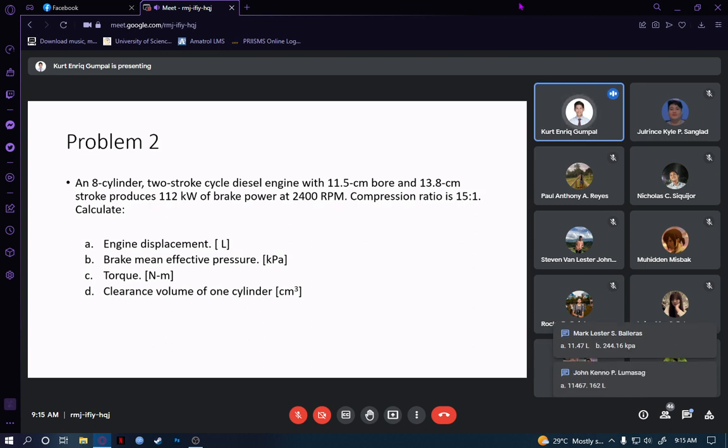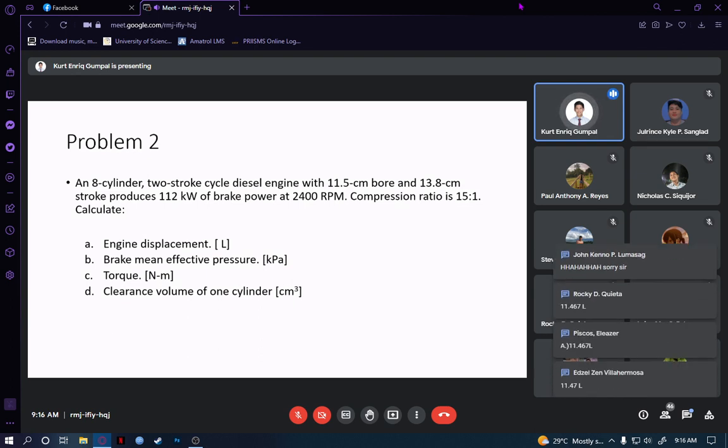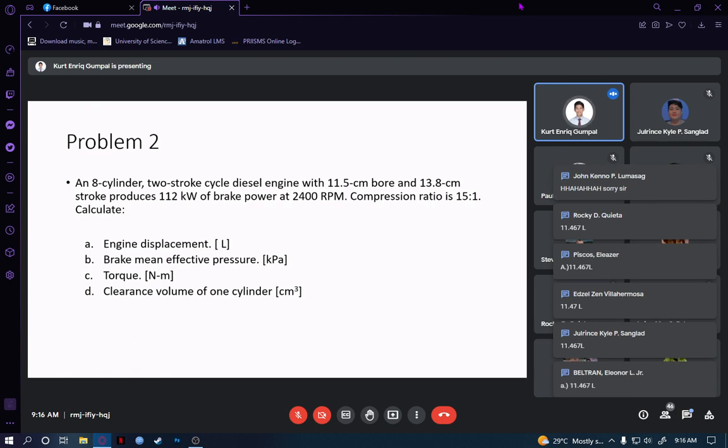11.47. Correct. Very good. John Keno, that is still in cubic centimeters, amigo. Convert it to liters, divided by 1,000. Okay, good. Sakto. Your engine displacement is 11.467 or 11.47.